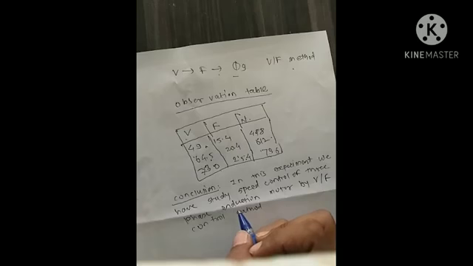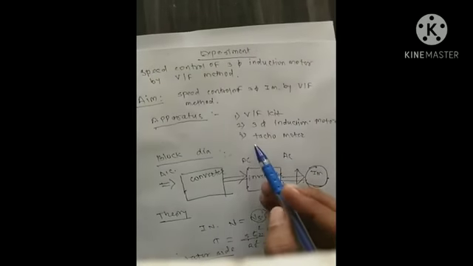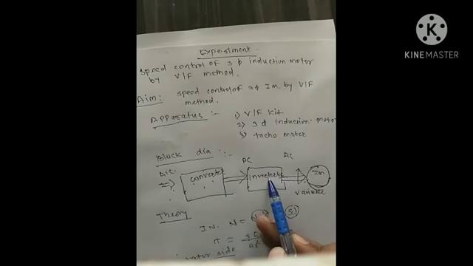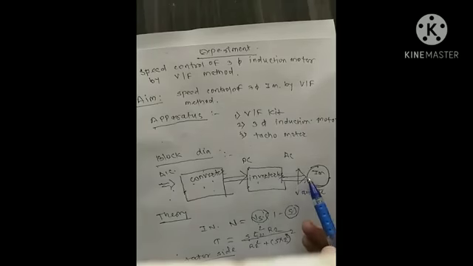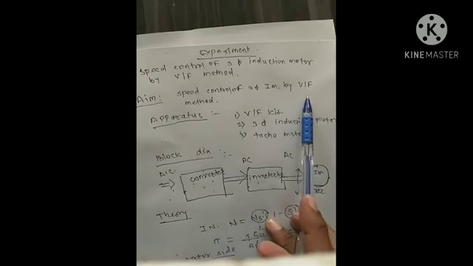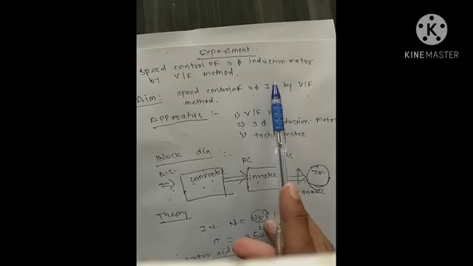This topic comes in the subject Electrical Machines 1. So speed control of a three-phase induction motor by the V by F method, you understand very well. Only you have to understand this block diagram where the converter and inverter are used. The converter is used to convert AC to DC. After that, the inverter is used to invert the DC supply into AC supply, and finally the AC supply is given to the three-phase induction motor, and by controlling the voltage and frequency ratio, we change the speed of the induction motor to the desired level.